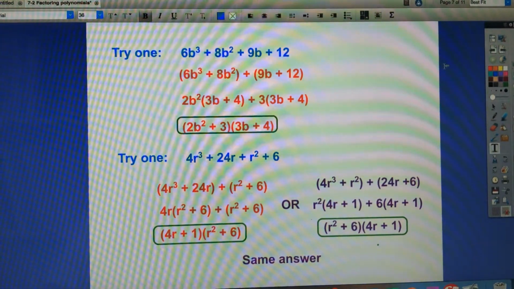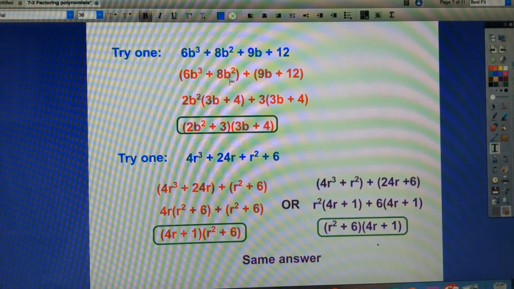Okay, my first one. I grouped the first two together, and the last two. I pulled out 2b squared here. I pulled out a 3 here. I'm left with the same binomial at the end, 2b squared plus 3 times 3b plus 4.